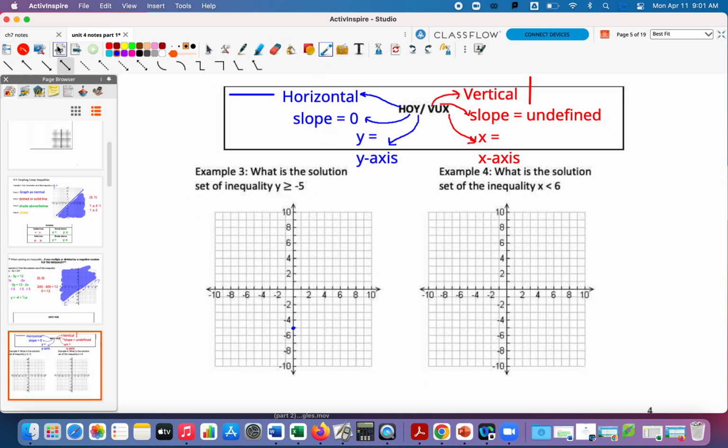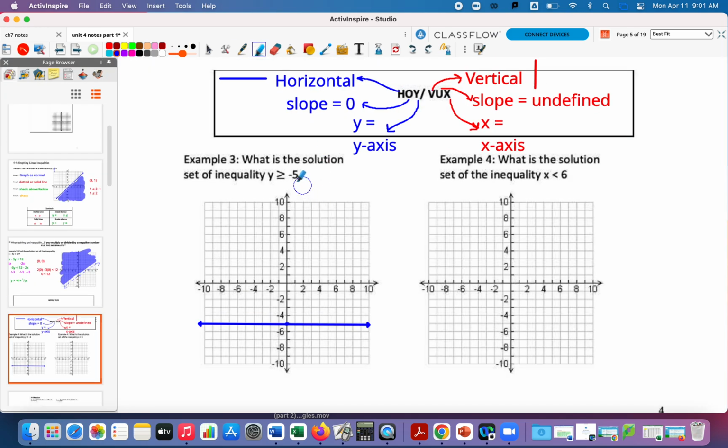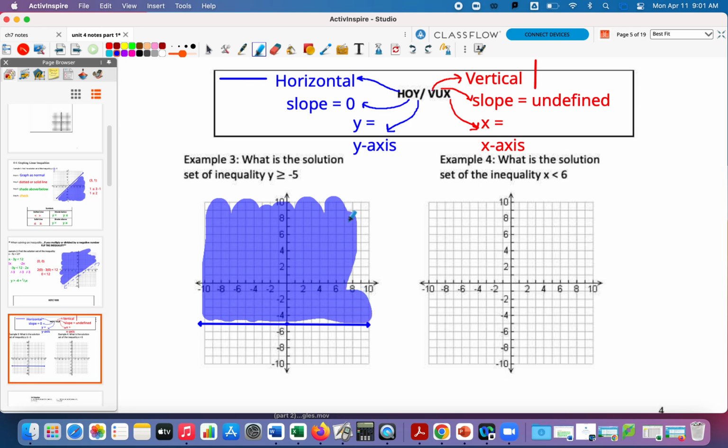So let me grab a little tool here. Let's just draw a horizontal line through here. So something like this. And don't forget, we're going to shade. In this case, y is greater than, so everything bigger than -5 would be everything above. Any of these points in here. And that's the cool thing about this too. All of these answers work. Everything above. And I can get right up close to the line too. But every point is an answer here.